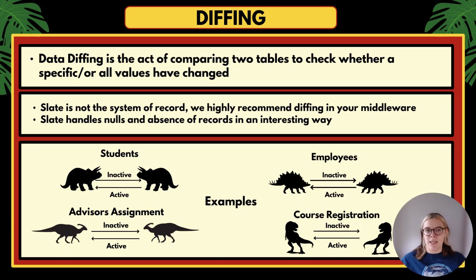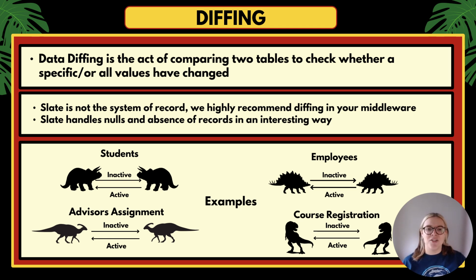So with all project implementations, there's always going to be the unexpected. One thing we didn't originally plan for in our Slate implementation was the concept of diffing. We assumed Slate would just handle it. But once we got deeper into the data and how Slate works with updates, we realized diffing needed to happen outside of Slate in our middleware. So what is diffing? Data diffing is the act of comparing 2 tables, in our example, one from Slate and one from your source system, to check if specific values have changed. It's a crucial step in deciding whether to update a record, skip it, or flag it for review.